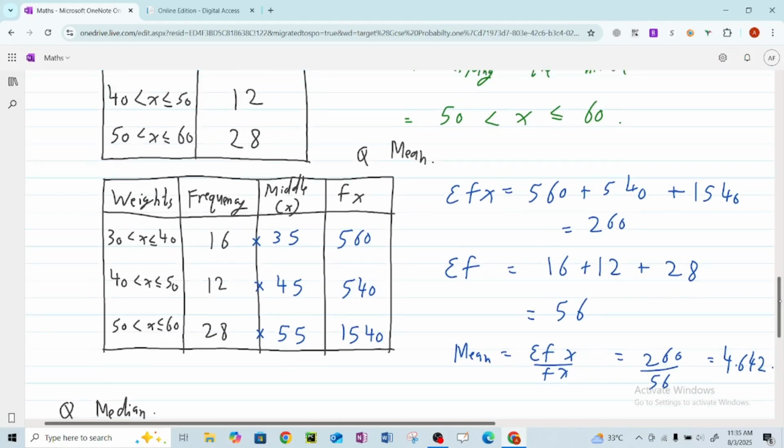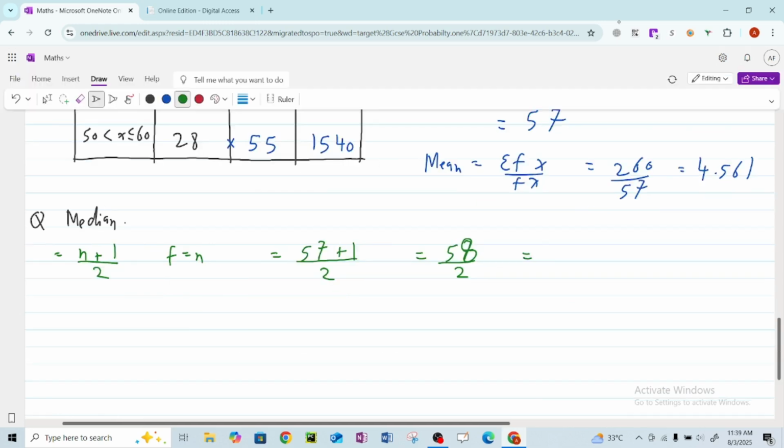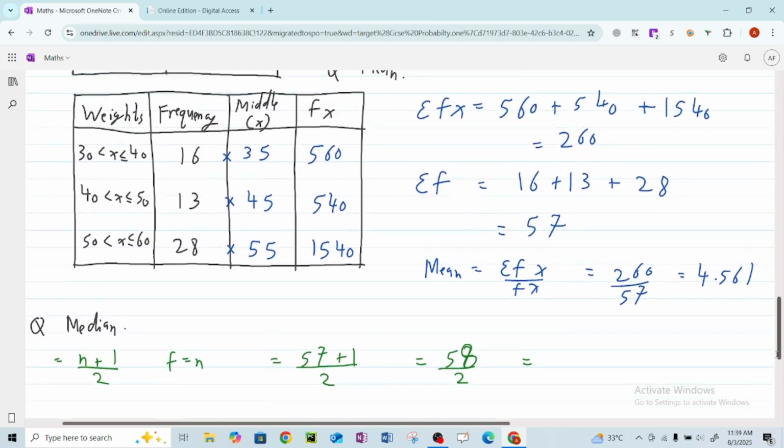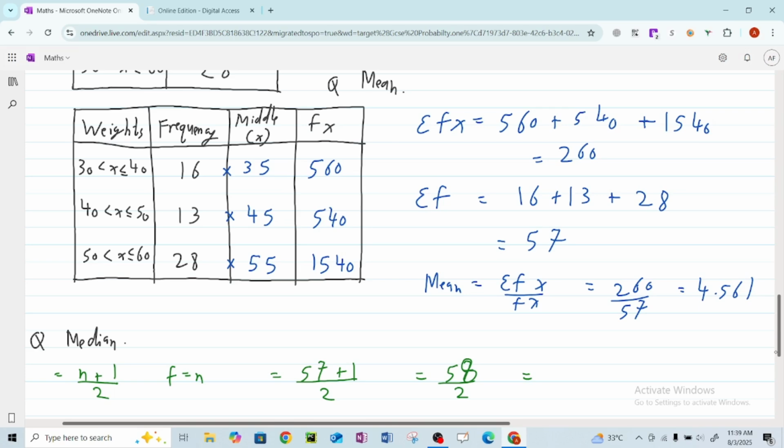16, then we have 17, 18. If we add 16 and 12, what do we get? 28. Sorry guys, I had to fix one thing here. This should be 13. This value over here in the beginning has to be 13. I mixed it up over here. I accidentally wrote 12. It should be 13. We have changed the answers. It's going to be the exact same method, just with a different number. Okay, 13. We got 57, and we got 4.561 in the end.